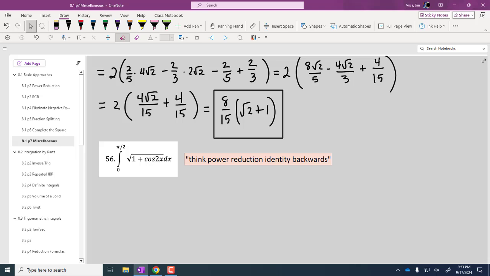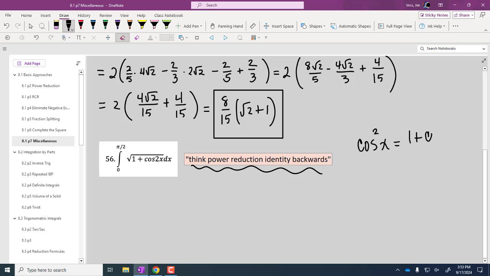Okay, so here's a weird problem. We don't use the identity in the traditional way. So I say, think of a power reduction identity backwards. And if you think of the power reduction identity for cosine, you know that cosine squared of x is 1 plus cosine of 2x divided by 2. And that looks a heck of a lot like what we see inside the integrand, or the radicand, inside that radical there. So if we multiply both sides here by 2, what we see is that we have a match. We have a match for the inside of the root.